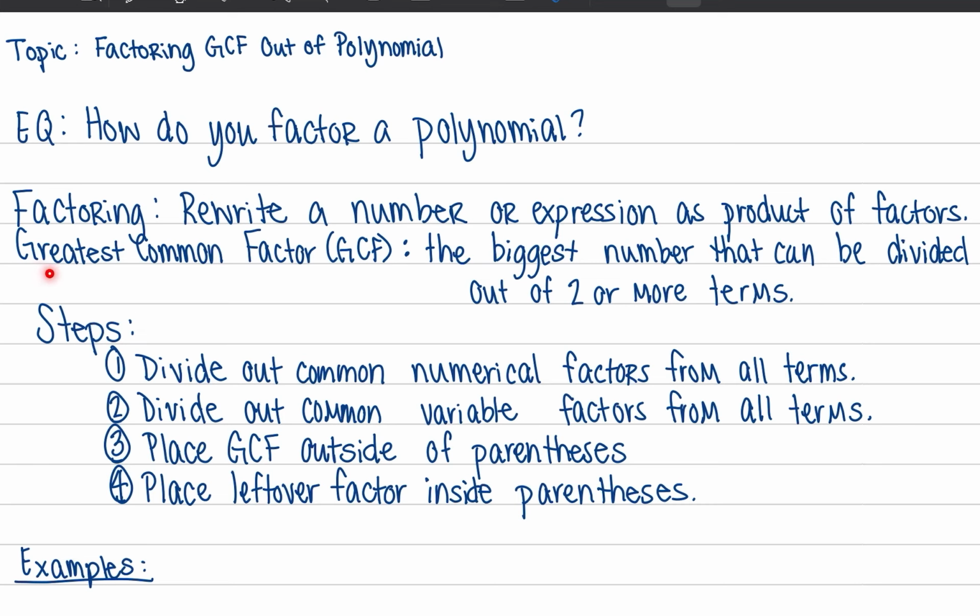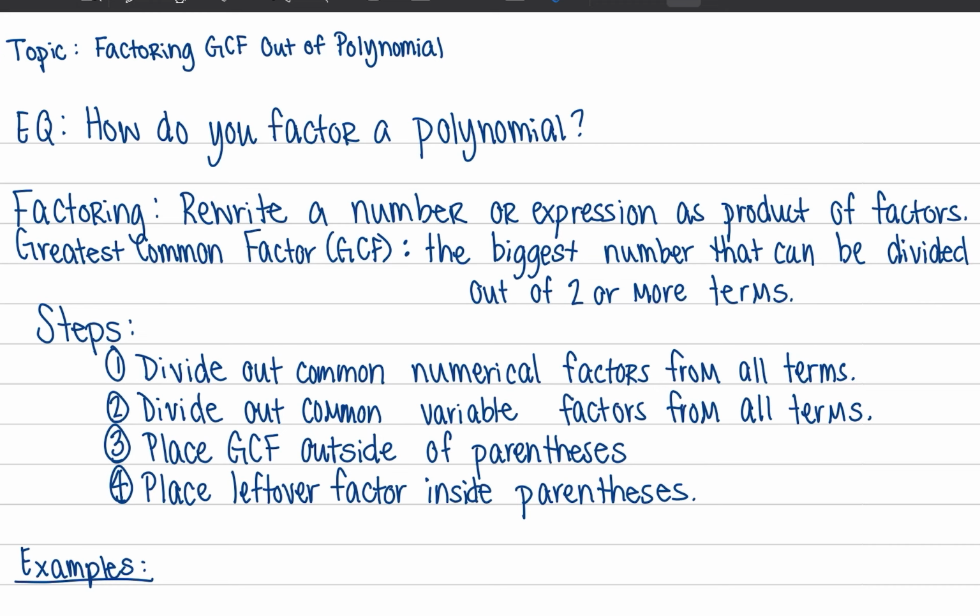So today we're going to start doing this by looking for the GCF, which is the biggest number that can be divided out of two or more terms. And when we do that, we're going to rewrite the expression as the product of those two factors. So today we're working backwards. Instead of giving the factors and multiplying them together, we're going to be starting with the final answer and factoring out those two factors.